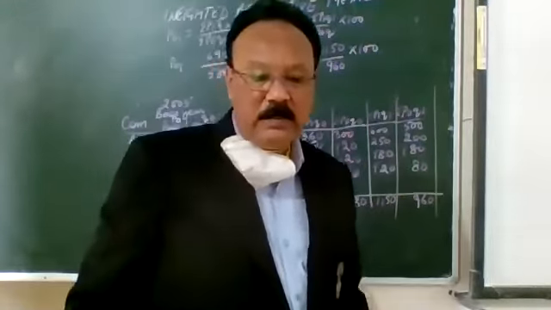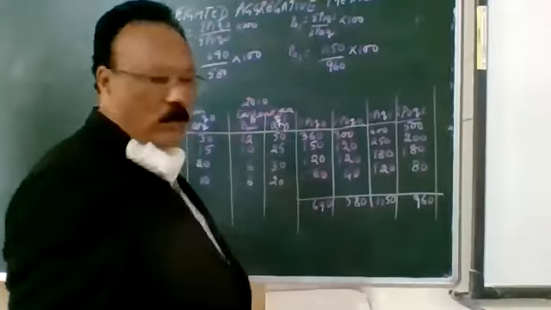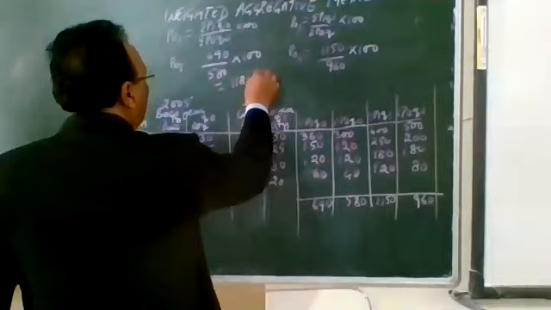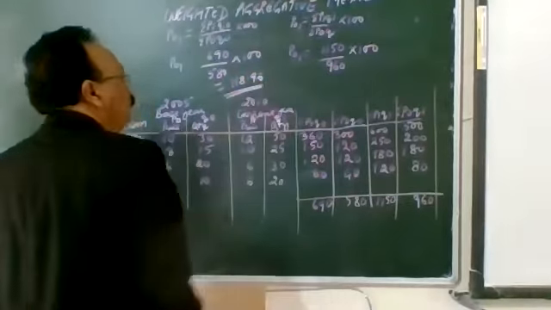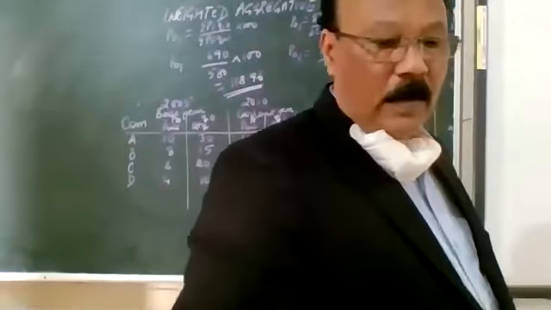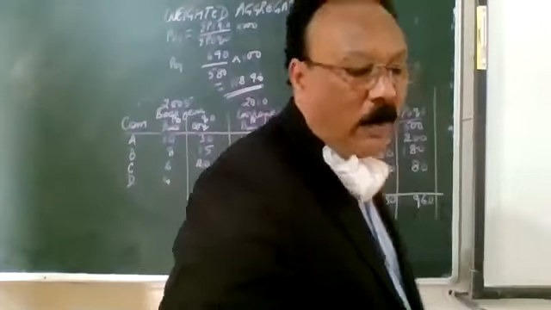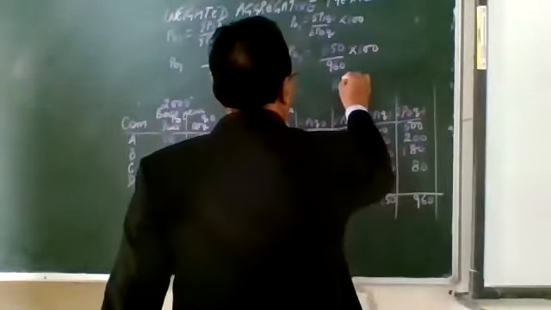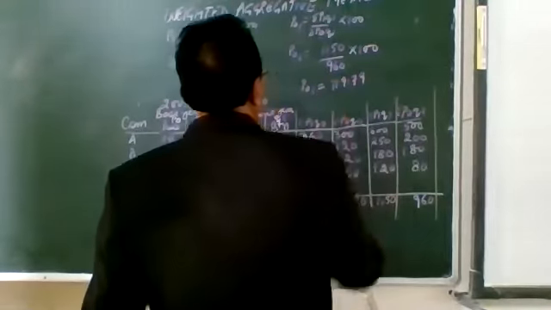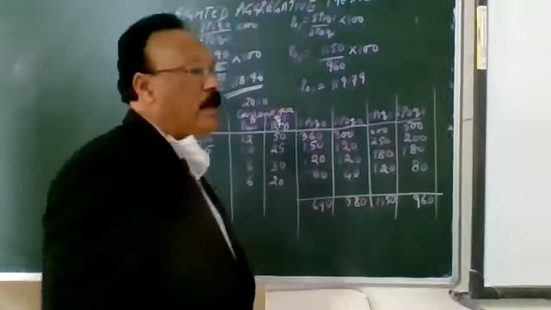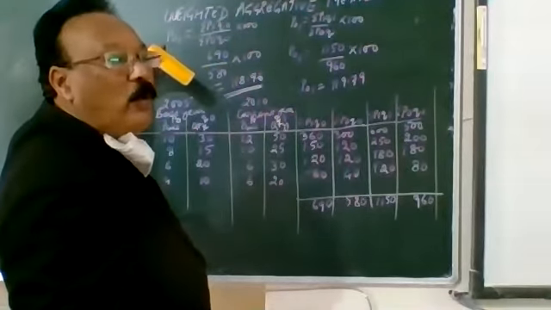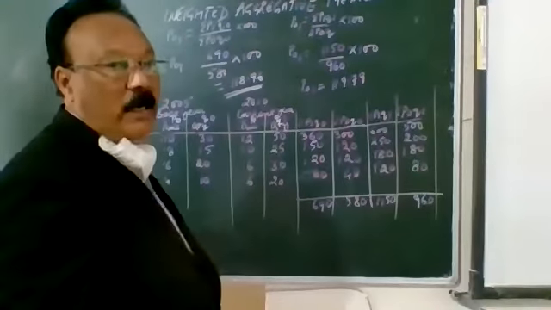What is the first one? 690 upon 580 into 100, you will get 118.96. Working out the second, the Paasche's would be 119.79, the price index number. So similarly, we have worked for the price index. We have to work also for the quantity index.